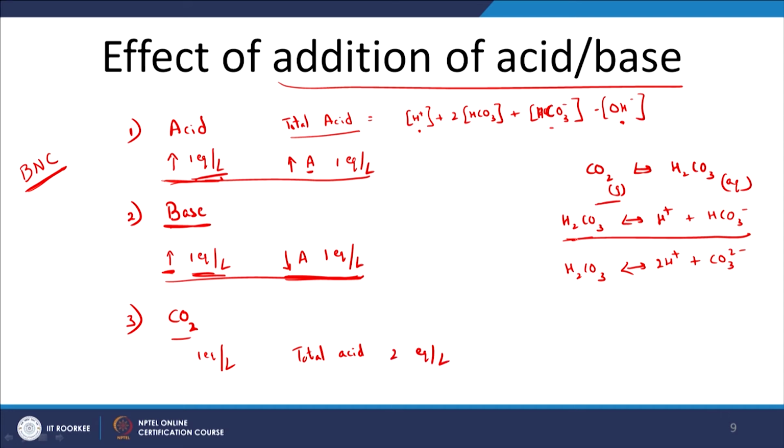Why is that? If it is just H2CO3, you see there are 2 units here, and if it is dissociating into H plus and HCO3 minus, you see that there are H plus and HCO3 minus, 2 units. So, that is 2 equivalents per liter.